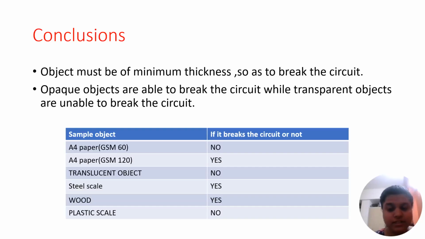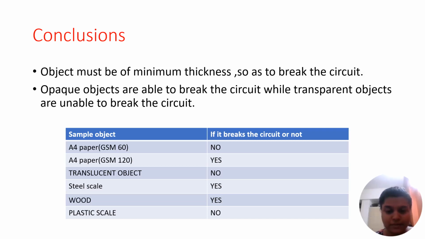After testing various samples, now we come to the conclusions. The conclusions are that the object must be of a minimum thickness so that it breaks the circuit. And the second conclusion is that we must have opaque objects so that the circuit breaks, and transparent objects are unable to break the circuit.